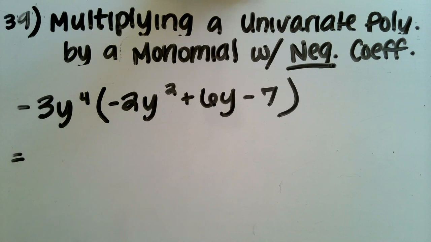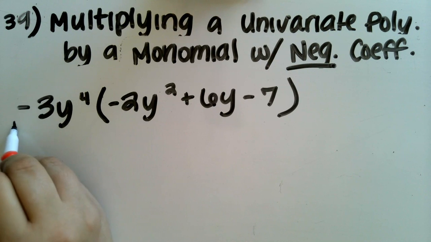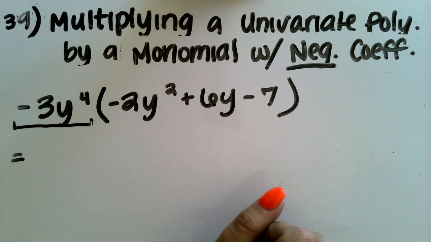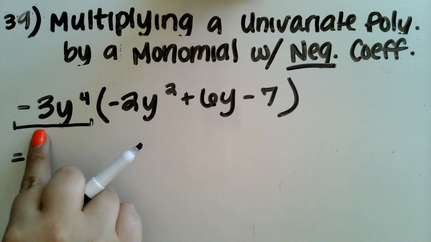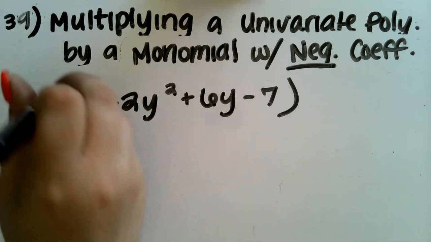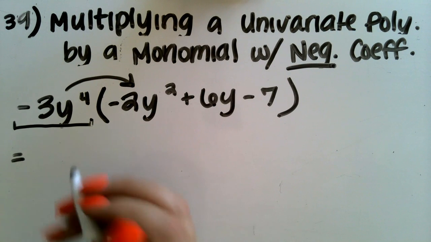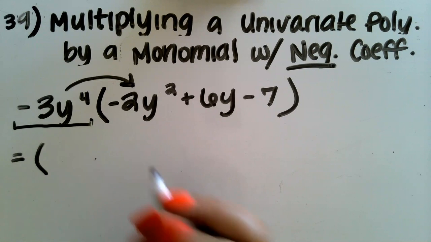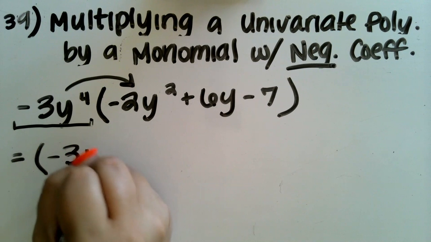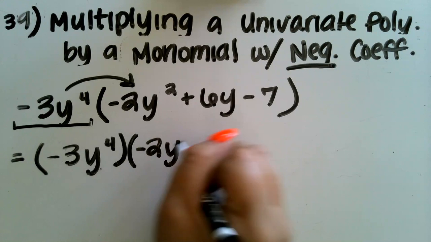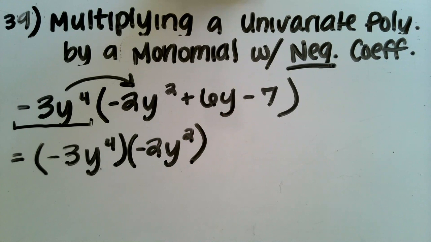First up, we know that we need to distribute this entire coefficient into each of the terms inside of our parentheses. This negative 3y to the fourth will first be multiplied by negative 2y to the second. I'm just going to go ahead and write this all out. Negative 3y to the fourth power times negative 2y to the second power. Good job, we completed our first arrow.